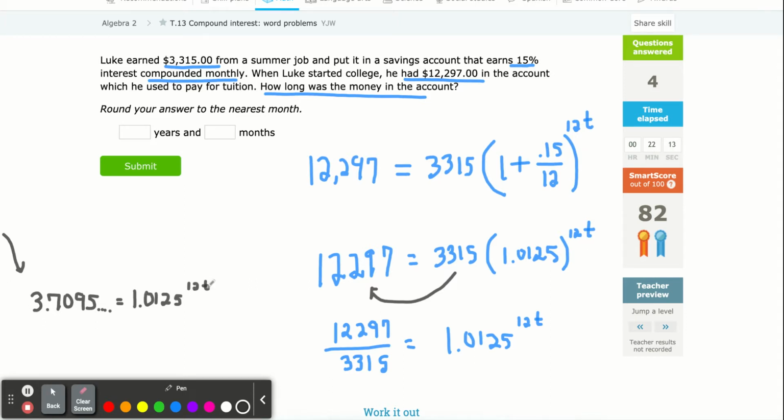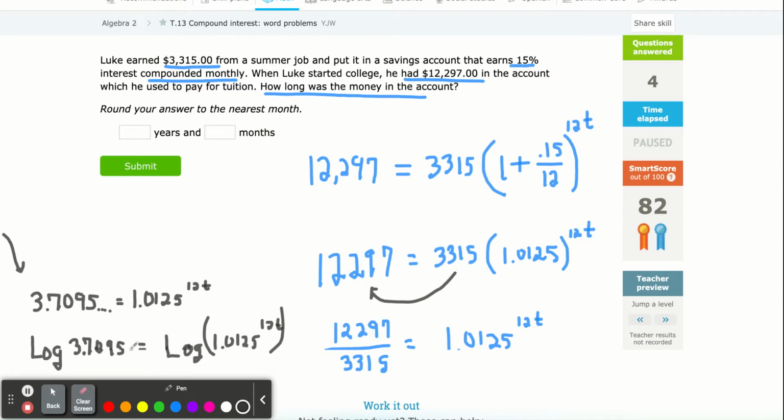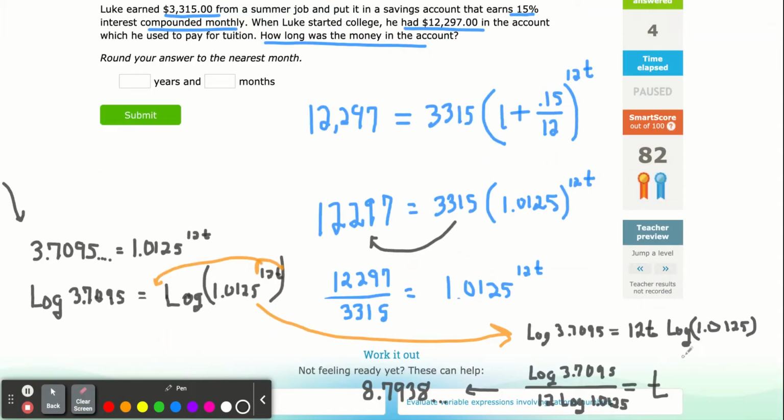Now we're going to take the logarithm of both sides, either the common log or the natural. Doesn't matter which. The reason we use a logarithm is it's going to allow me to pull this exponent right here out in front so I can actually isolate the t. So as I wrote over here, I have the log of 3.7095 equals 12t times the log of 1.0125, because that 12t comes out front.